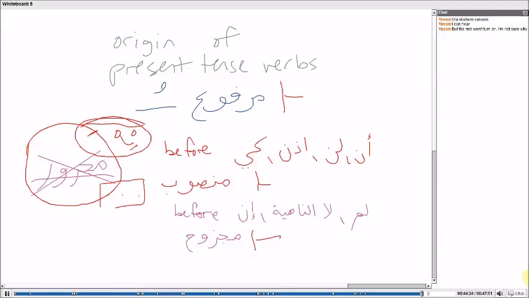And majzoom, in, will do two verbs. You understand that? And it'll do two verbs. It'll make both of them majzoom. If or then.